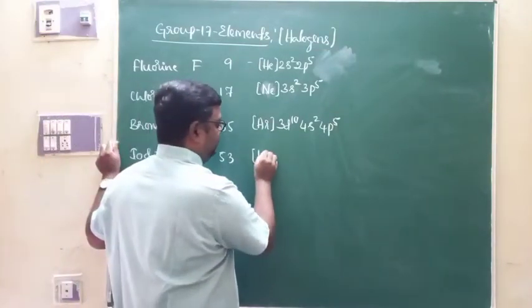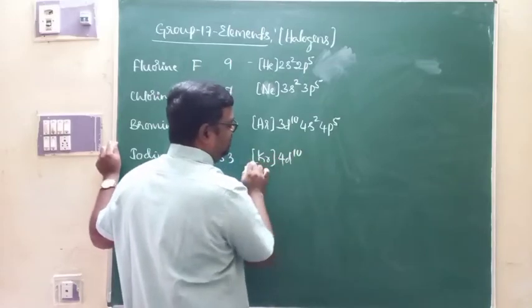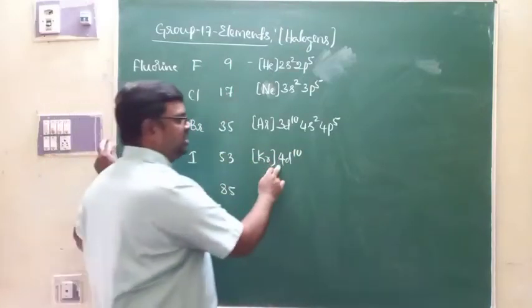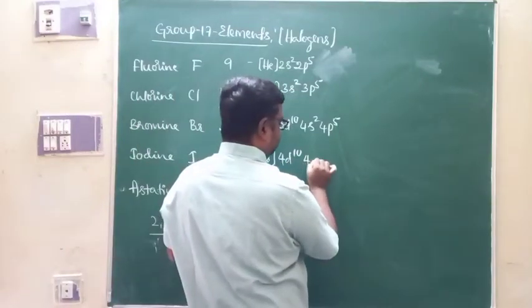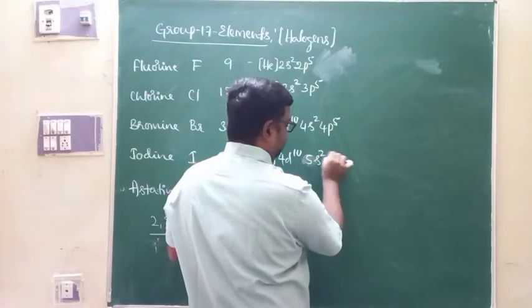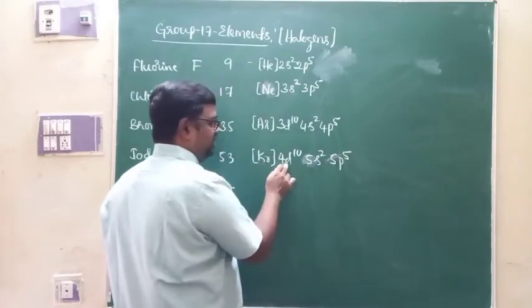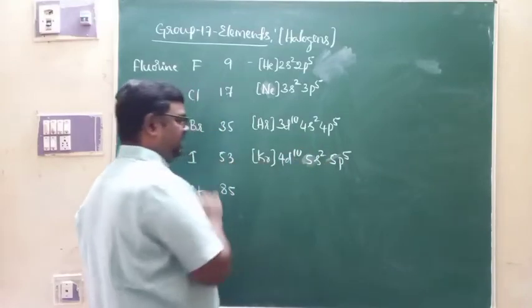Then it will be krypton. Then it will be 4d10. Krypton accounts for 36 electrons, plus 10, 46. Then it is 5s2, and of course 5p5. 46 plus 2, 48, plus 5, 53.